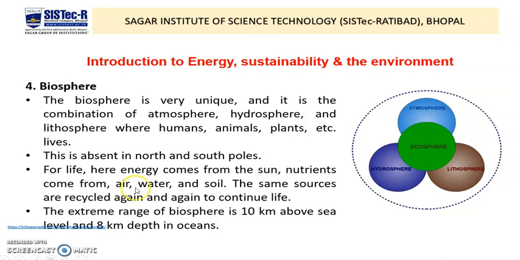For life, here energy comes from the sun, nutrients come from air, water and soil. The same sources are recycled again and again to continue life. Means nutrient cycles like oxygen, carbon, nitrogen cycles run in the biosphere only. The extreme range of biosphere is 10 kilometers above sea level and 8 kilometers depth in oceans.